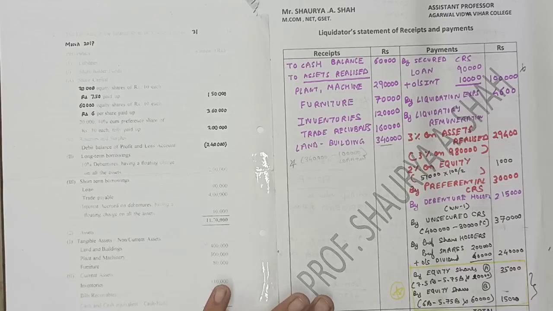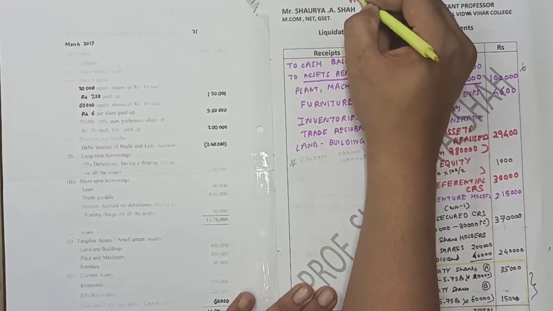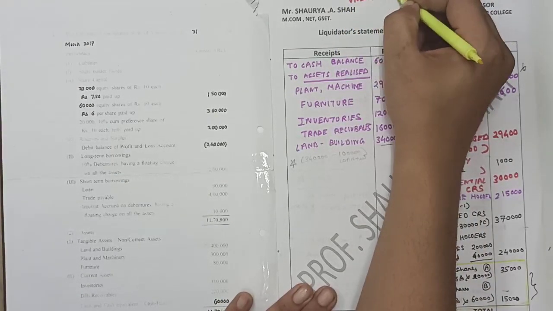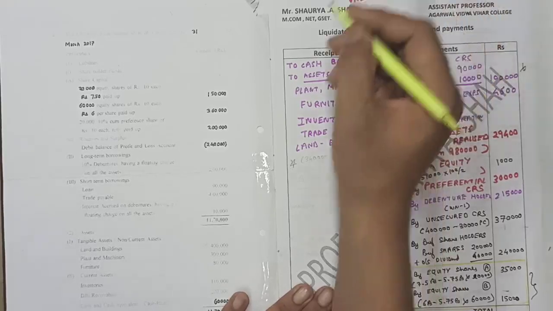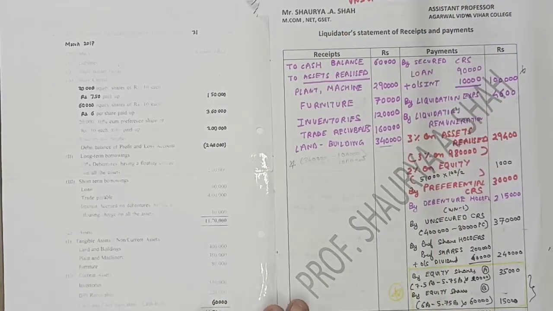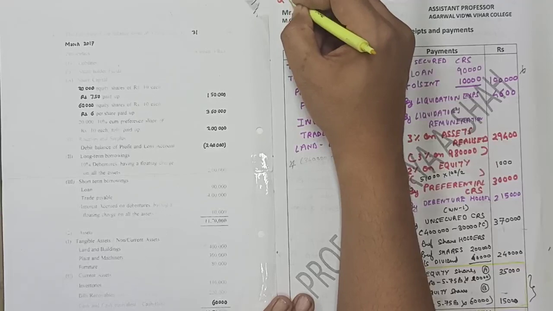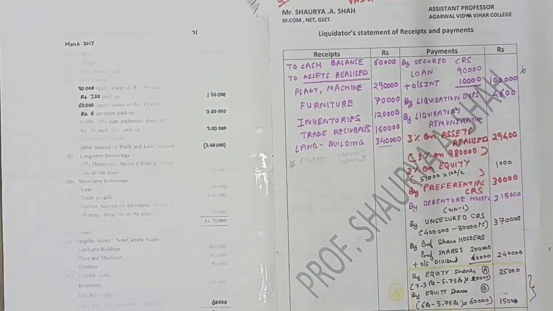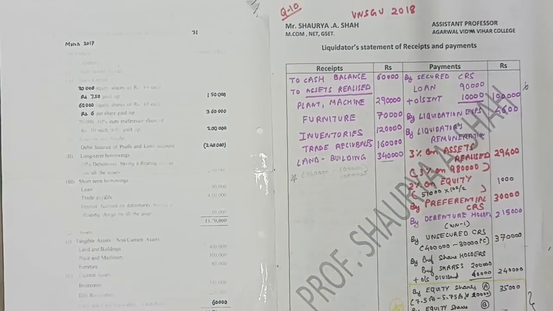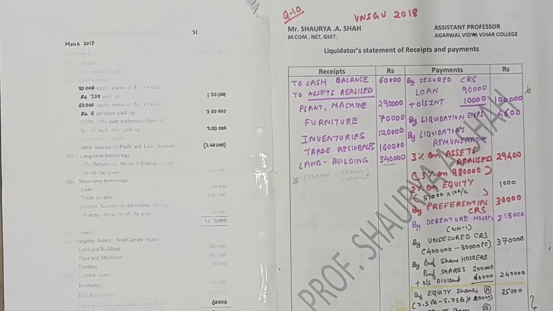So this is your VNSGU 2018 question number 10. Question number 9 we solved in the last lecture of your revision part. Hope it's clear to each and every student. Practice it one more time. Any queries, any doubts, you can put it in Google Classroom. We are here to help you out, students.